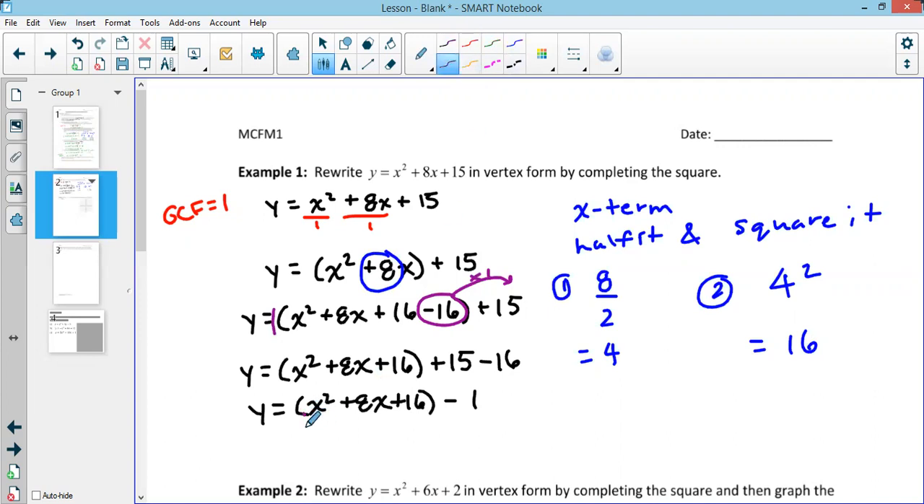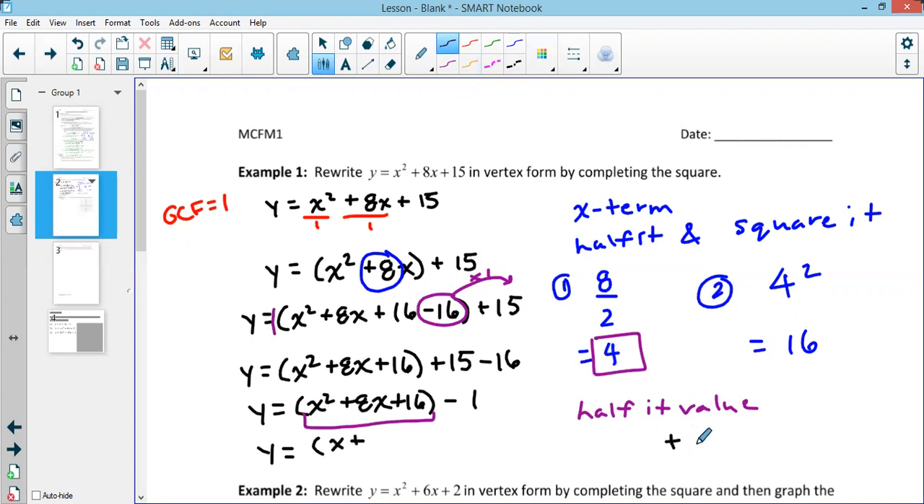Now to factor inside here to get this into vertex form, again, remember we're going to use that half it value, which is our positive 4 right here. You can factor this, you can do your MAM, but we can simply jump right to here and write this as y equals x plus 4, x plus 4. Because we have the same bracket twice, we can simply write this as x plus 4 squared minus 1. And there's our equation in our vertex form.